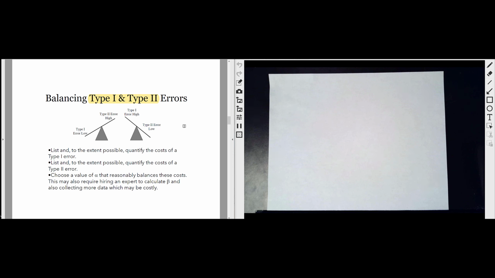What we mean by balancing here is we need to quantify the costs of making a type 1 error and quantify the costs of making a type 2 error. And then we choose alpha, and we can also choose a sample size to come up with an appropriate beta that balances out the costs here.